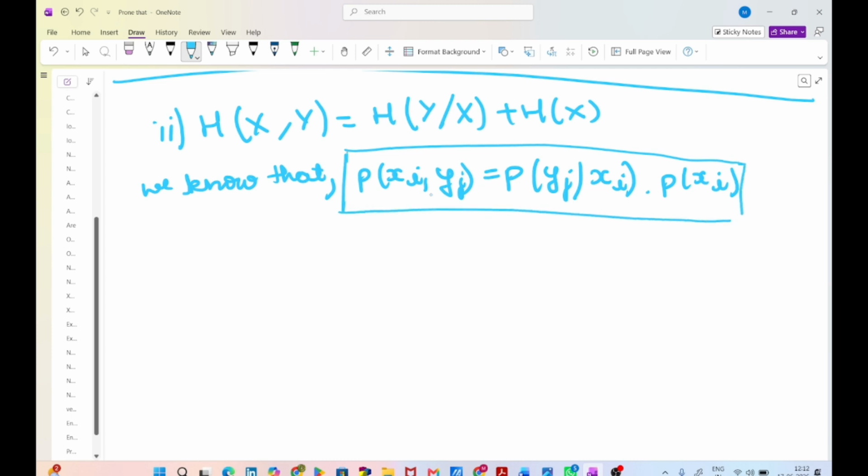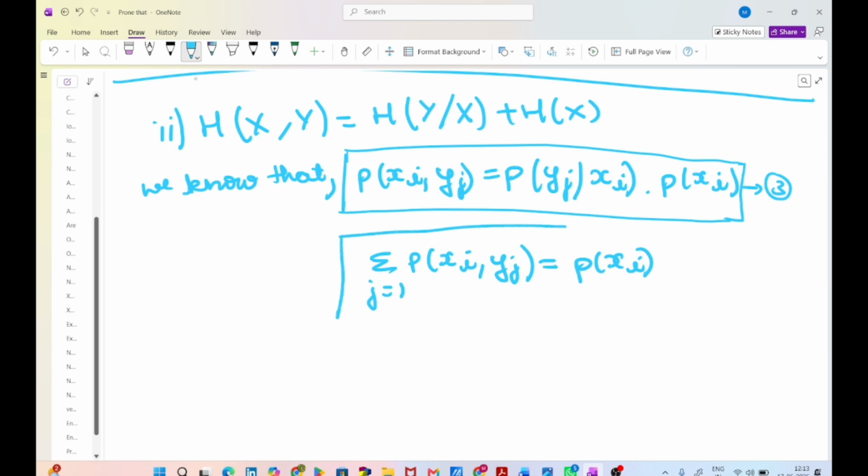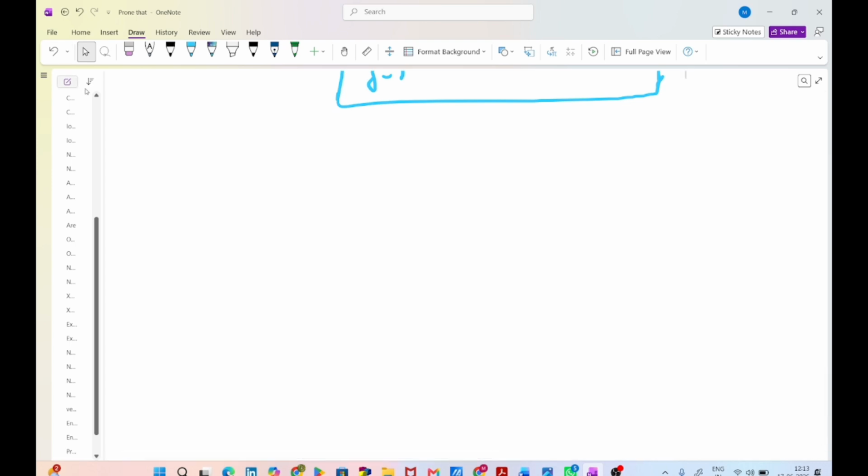Let us consider this as equation 3, and next, summation over j of p(xi, yj) is equal to p(xi). Let's consider this as equation 4. We'll put a box to this.